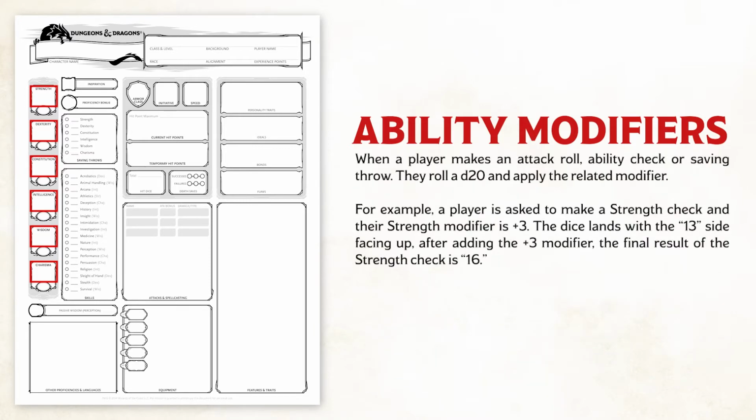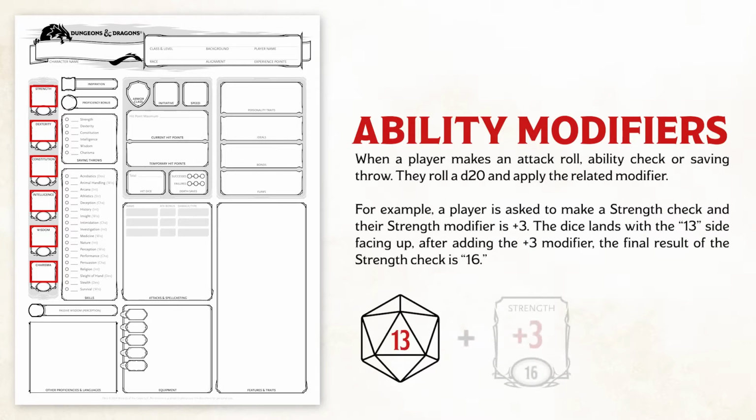When a player makes an attack roll, ability check, or saving throw, they roll a d20 and apply the related modifier. For example, a player is asked to make a strength check, and the strength modifier is +3. The dice lands with the 13 side facing up. After adding the +3 modifier, the final result of the strength check is 16.